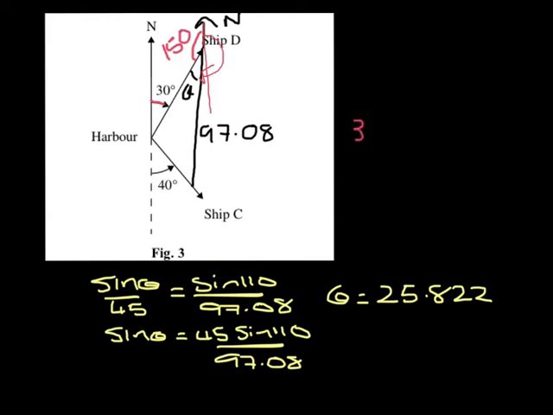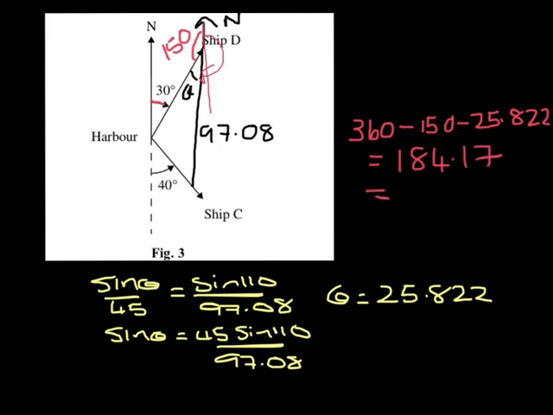So the bearing would be 360, take away 150, take away the angle theta, 25.822. That gives me a bearing of 184.17. And bearings are 3 figures, so my final answer will be 184 degrees.